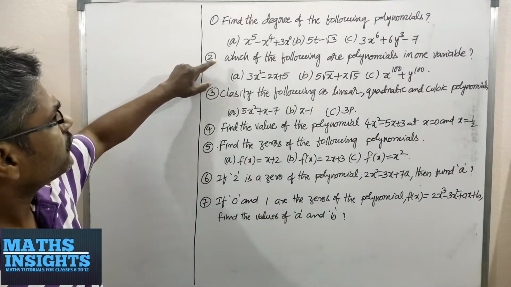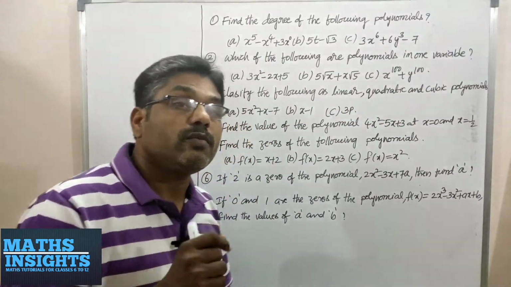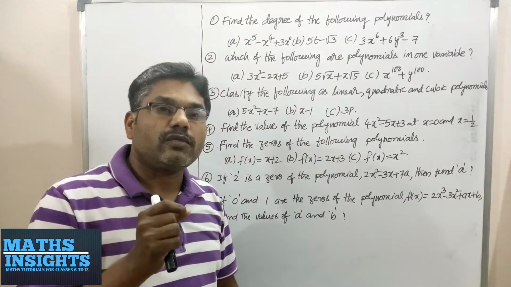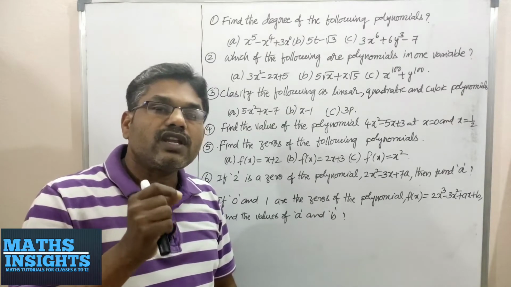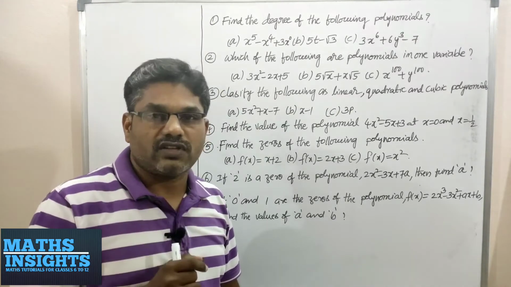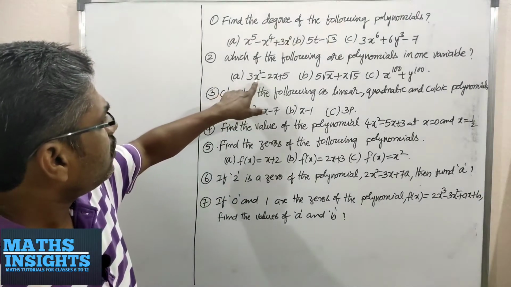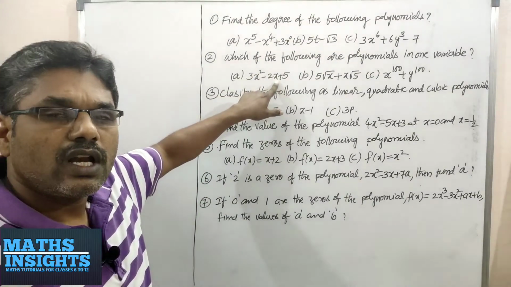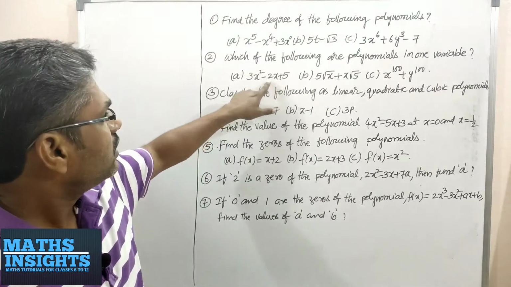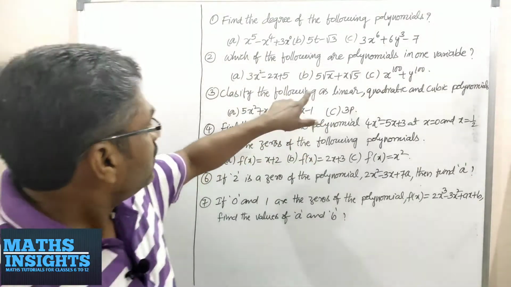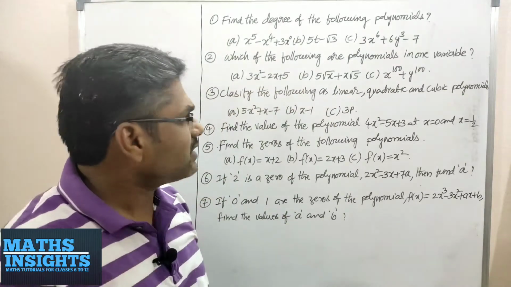Coming to the second question, which of the following are polynomials in one variable? As per the definition of polynomial, the exponent of any variable in any polynomial should not be a negative integer. It should be a non-negative integer. If you observe the first one, the degrees of all the terms are non-negative integers. So this is a polynomial in one variable. Why? Because the variable involved in this polynomial is x.